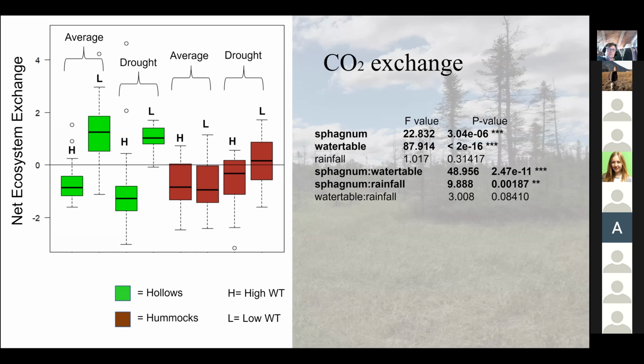So it's clear that low water tables have a substantial impact on hollows, as both low water table treatments had a positive NEE regardless of rainfall treatment. And then you can also see that hummocks had a negative NEE regardless of treatment. And it isn't really until both the low water table and the droughted rainfall are combined that the hummock NEE begins to shift to positive. So this shows that hummock CO2 fluxes are much more stable under water stress, indicating that they're probably just more resistant to water stress in general.